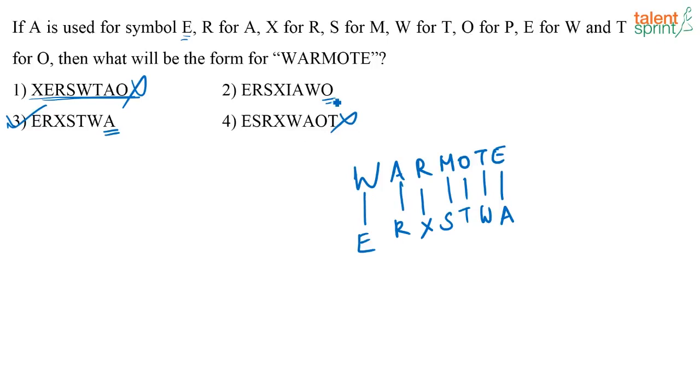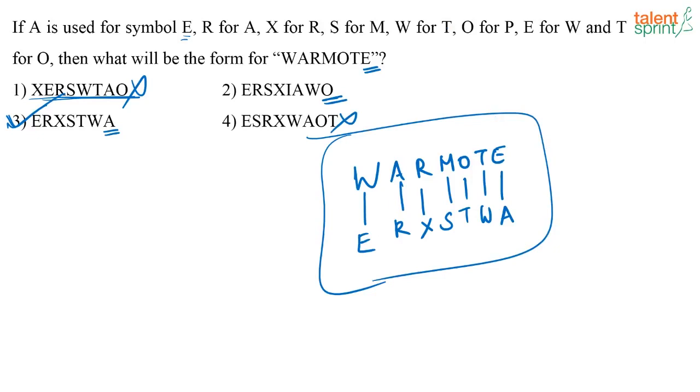Now at this point just look at the code for the last letter, right? What is the code for E? The code for E has to be A. Correct answer is option 3. Directly you should be able to do it like this. You need not write down these full steps to arrive at the answer. Okay, correct answer is option 3.